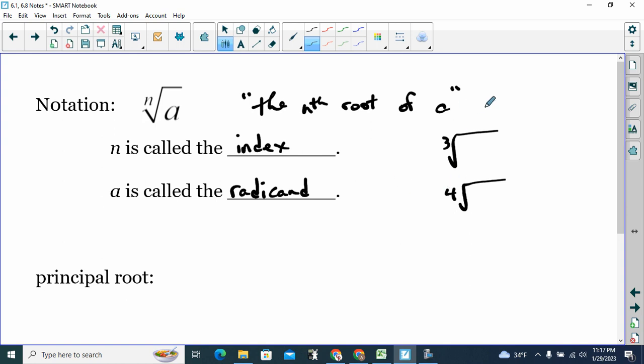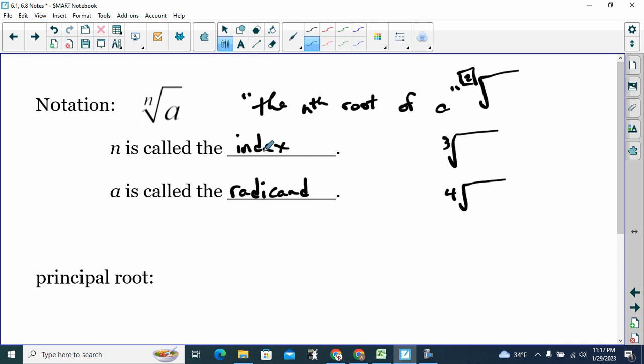Notice for a square root, we don't write the index up here. Usually that's the case in math. Whatever the most common one is, it's just understood to be there. Like if I have 3x, that's understood to be x to the first. That's the most common one, so we just don't write the 1. Square roots have an index of 2. Even though we don't write the 2 up there, it's understood to have an index of 2.